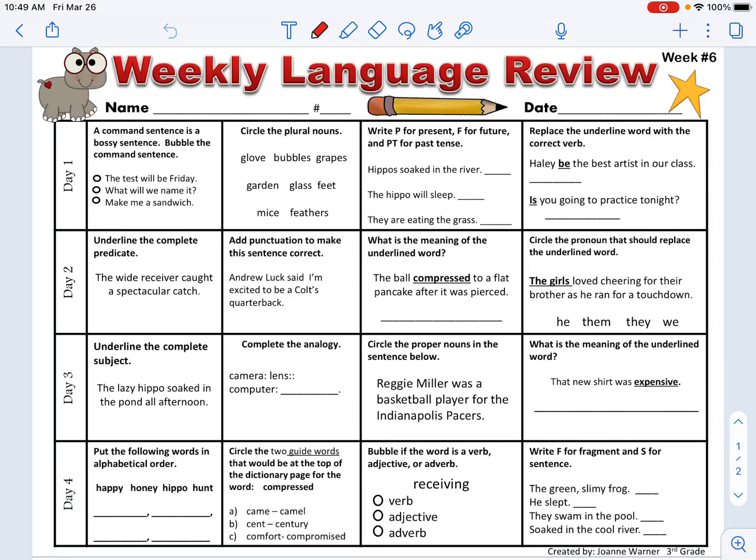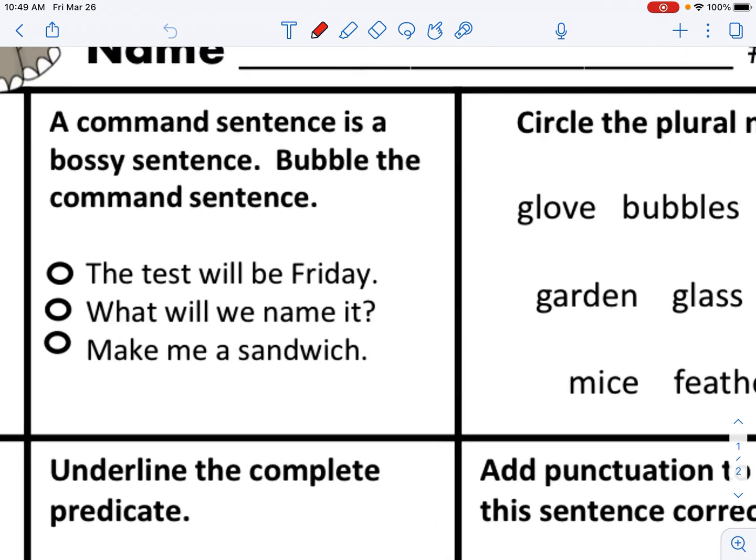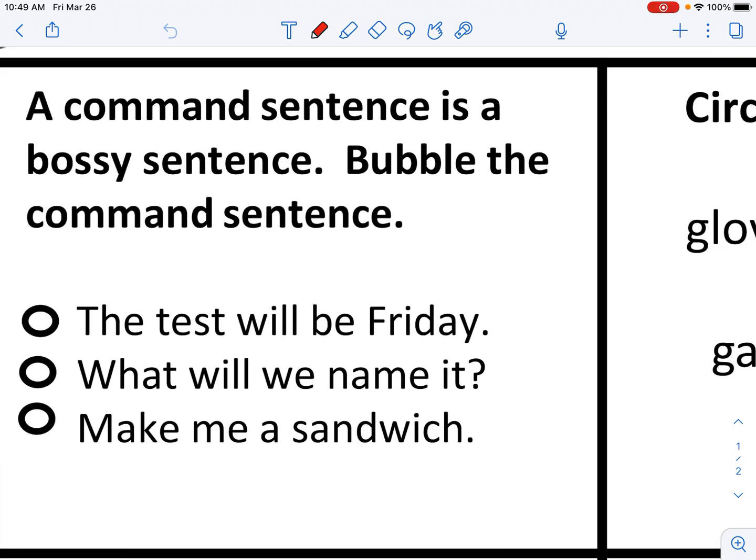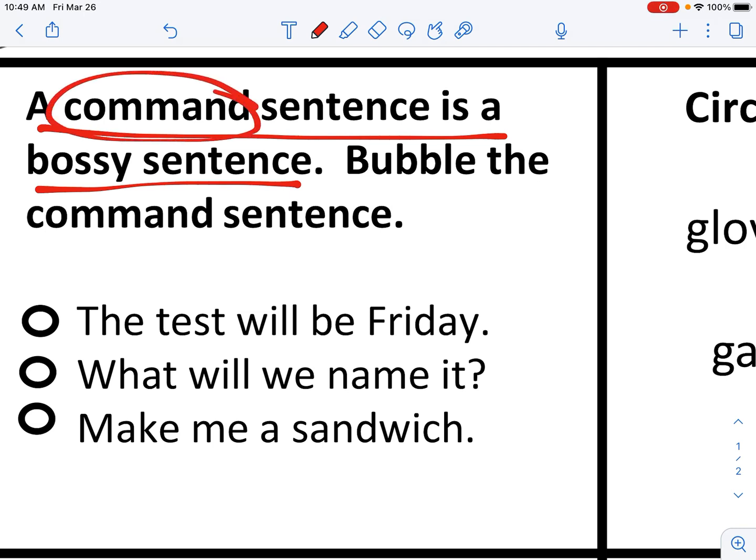Starting on day 1, you should be correcting in a red pen, and if you get the question right, put a star. If you get it wrong, please fix it with the right answer. A command sentence is a bossy sentence. Bubble the command sentence. So it gives you a command. A command is also called imperative.